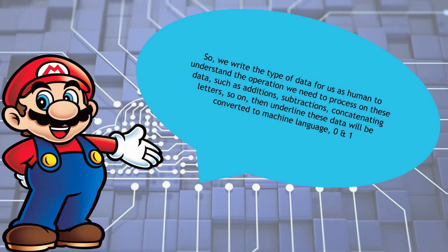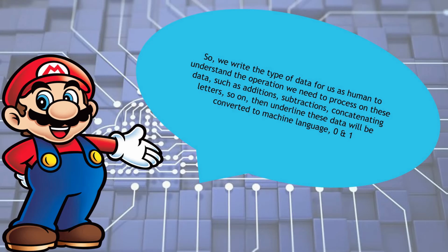We write the type of data for us as humans to understand the operations we need to process on this data. For example, if the data is numbers, you can do addition, subtraction, and so on. If the data is letters, you can do concatenating, or rearrange the letters. If it's a phrase, you can rearrange the phrase. So for each data type we have specific operations which we can or can't do. For that reason we are using data types.